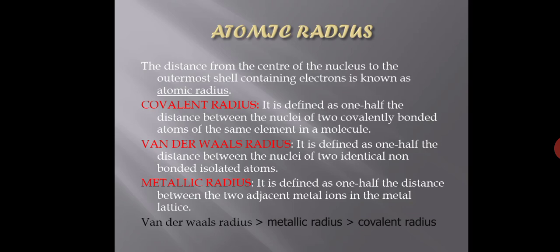Or, according to the modern atomic theory, the distance from the center of the nucleus to the point up to which the density of the electron cloud is maximum, that is, the probability of finding an electron is maximum, is known as the atomic radius. That is called the atomic radius.